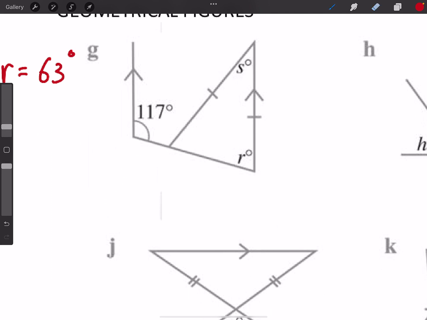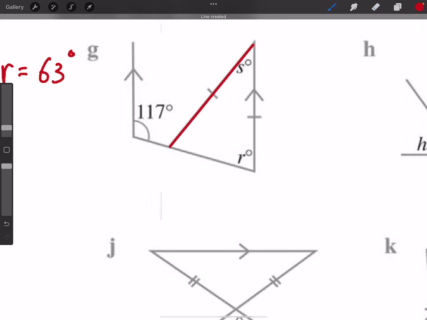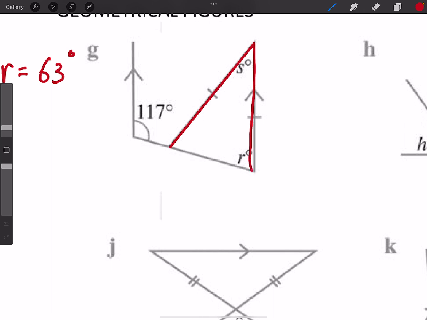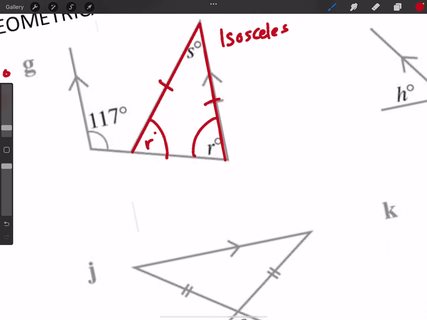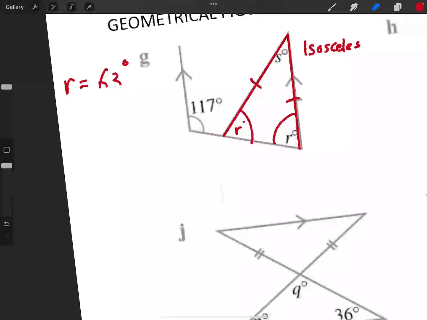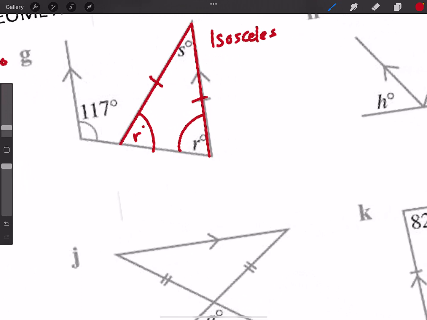We need to find S. Now, what kind of triangle is this, do you think? Where two of the sides are the same. This is isosceles, which means that not only the two sides are the same, but two angles are also the same. That's R, that must also be R. Now we already figured out that R is equal to 63 degrees. So I'm gonna write here, this is 63 degrees and this is 63 degrees as well.